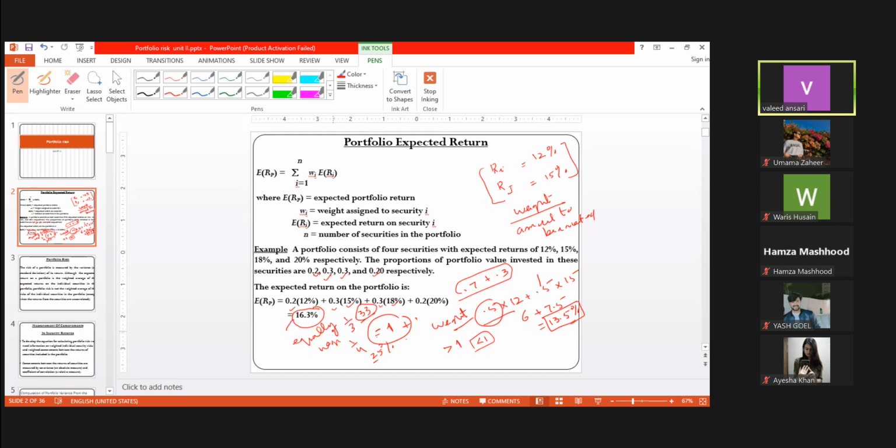Now for the calculation of portfolio return, there is no difficulty. But the moment we go to combine securities, for example, this is the expected return, how much we are expecting. What about the risk of this portfolio?